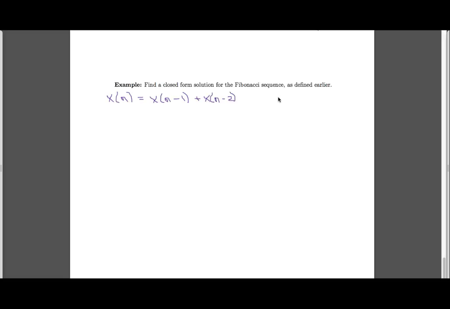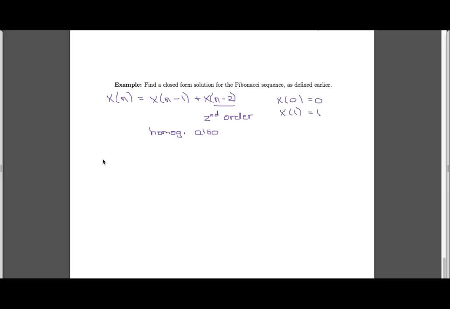And we know that x of 0 is 0, the 0th term in the sequence. And x of 1 is the first term in the sequence, which is 1. So this is second order. And it's homogeneous because if we move all of this stuff to the left-hand side, we'd have 0 on the right-hand side.